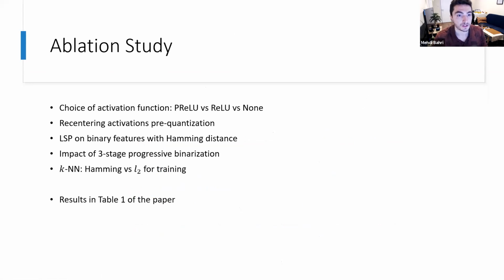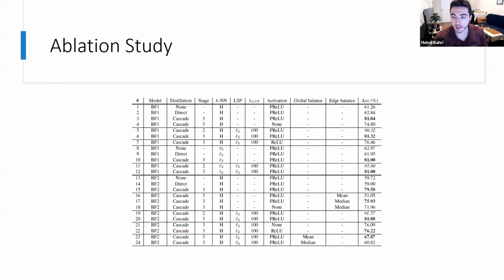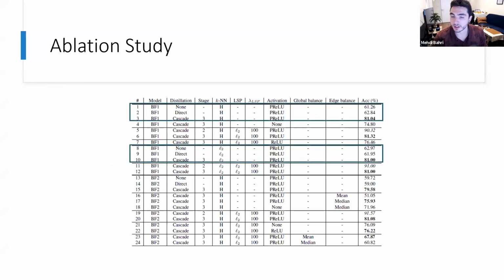In the paper, we studied the different parts of the model in detail and the different factors that influence the performance. So for instance, the choice of activation function, whether we need to recenter the activations pre-quantization on top of the batch norm, as well as using the LSP on binary features with Hamming distance similarity, and the impact of the three-stage distillation, and so on. For lack of space, I will just go over some of the results. But to start with, we were able to confirm the effectiveness of the three-stage distillation strategy.